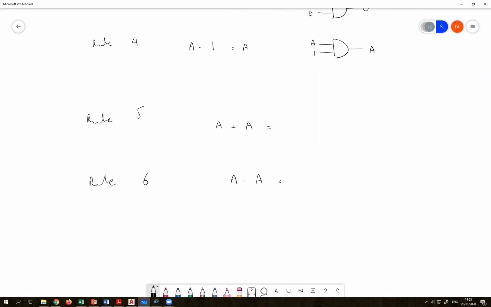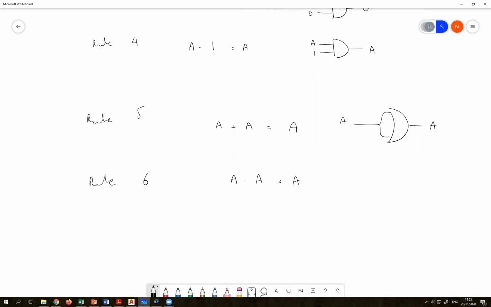A or A and A, it depends on what A is. If A is 0, 0 or 0 is 0. If A is 1, 1 or 1 is 1. So it means that if you have an OR gate with A, it depends on what A is. If A is 0, you get 0. If A is 1, you get 1.